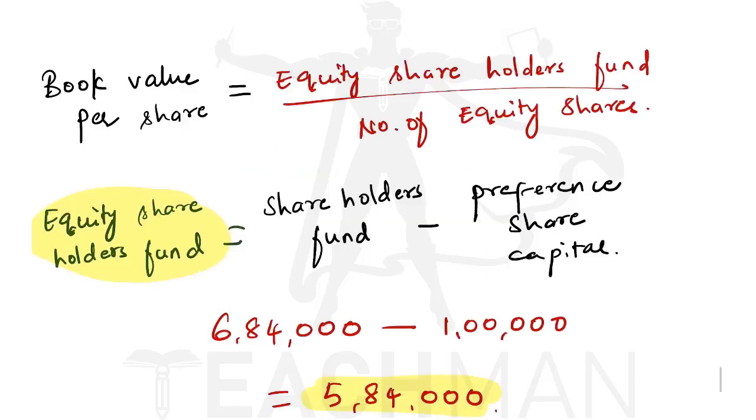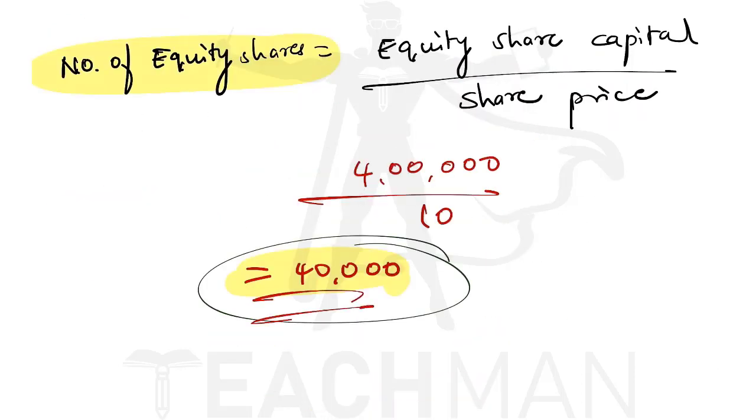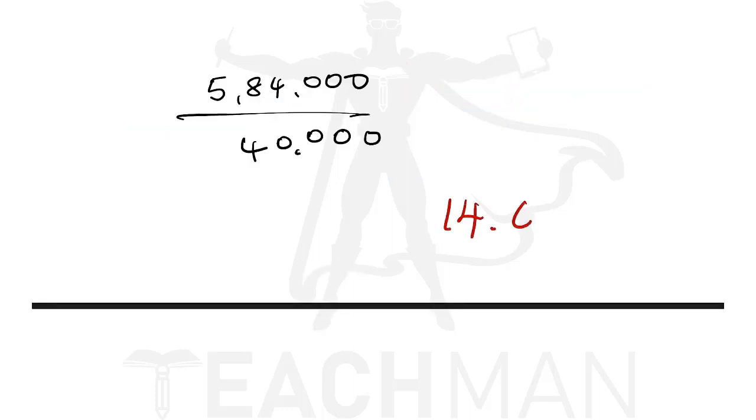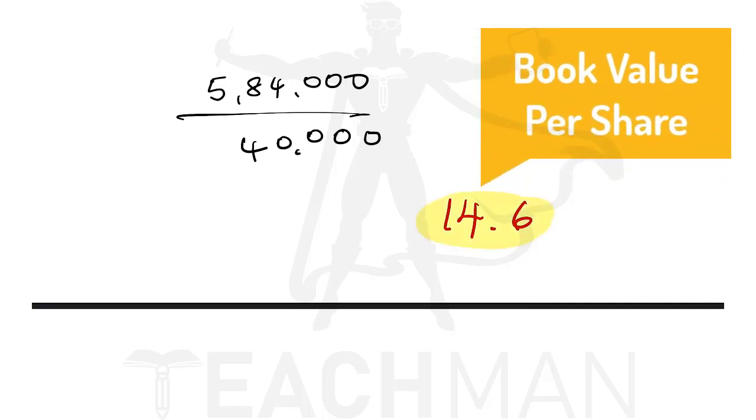Number of equity shares is 40,000. So now let us substitute: 5,84,000 divided by 40,000 is 14.6. So this is the book value per share.